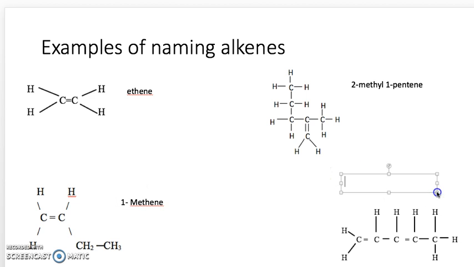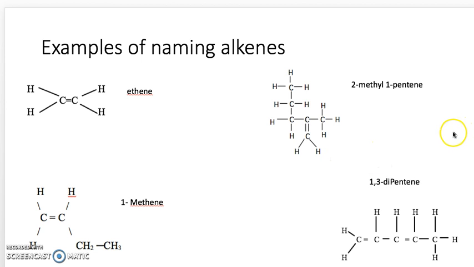Okay, let's look at this last one. It's a little bit trickier. This one has 1, 2, 3, 4, 5 carbons inside the structure, so it's pentene, and we can write that down. However, this one has a double bond at position 1 and position 2, 3 as well. So it's actually 1,3, and because there are 2 double bonds, we say it is diene: 1,3-pentadiene. There are no functional groups hanging off the side, so that's the final name for this.